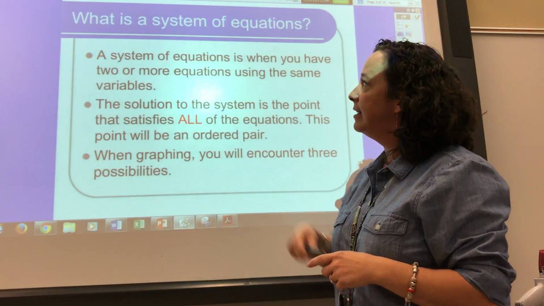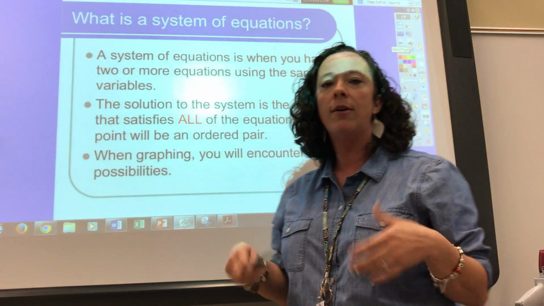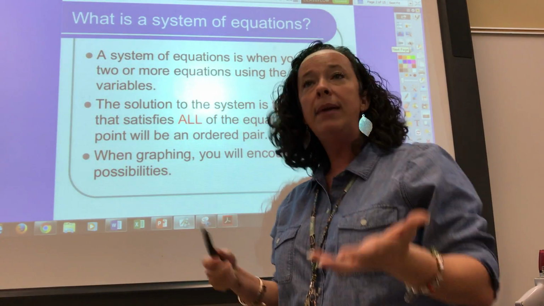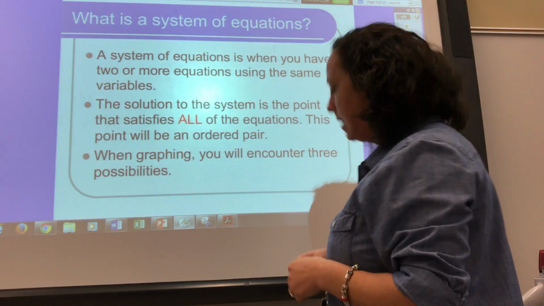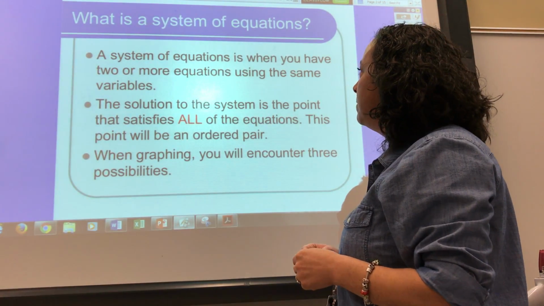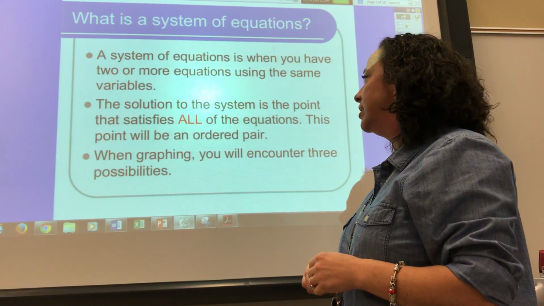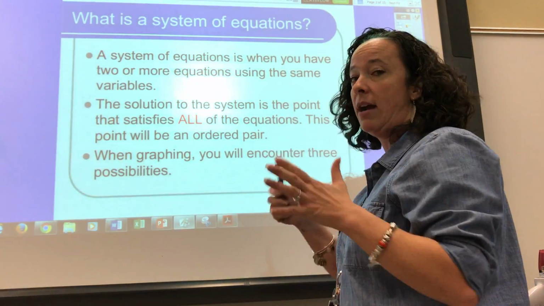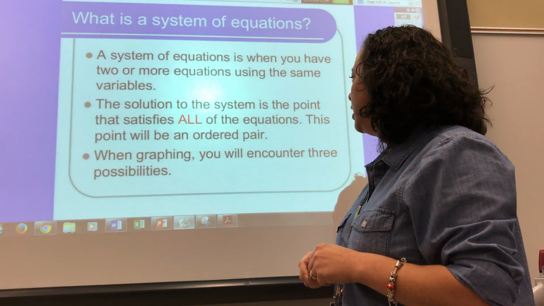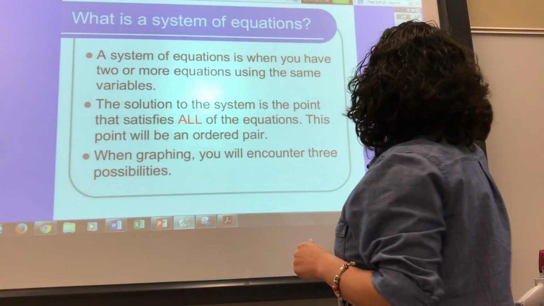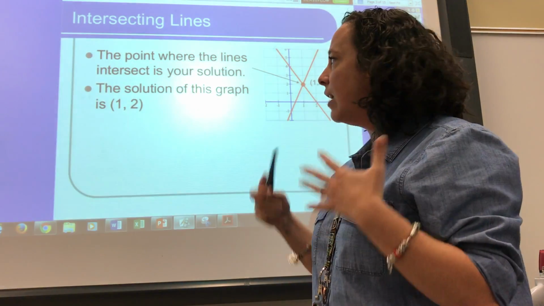So again, a system of equations is when you have two or more equations using the same variables, so x and y. You can also have a and b or L and M, but most often you'll see x and y. The solution to the system is the point that satisfies all of the equations. This point will be an ordered pair, so parentheses x, comma, y, parentheses. When graphing, you will encounter three possibilities.